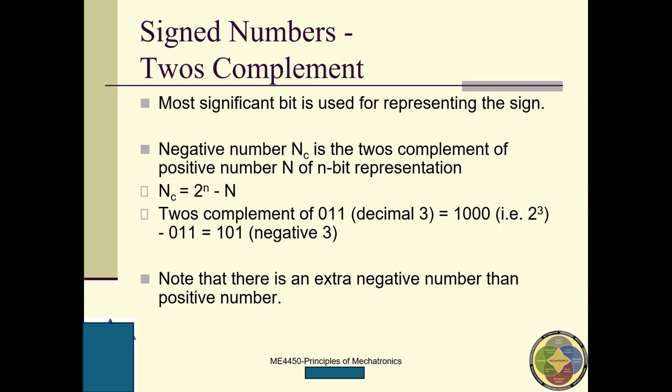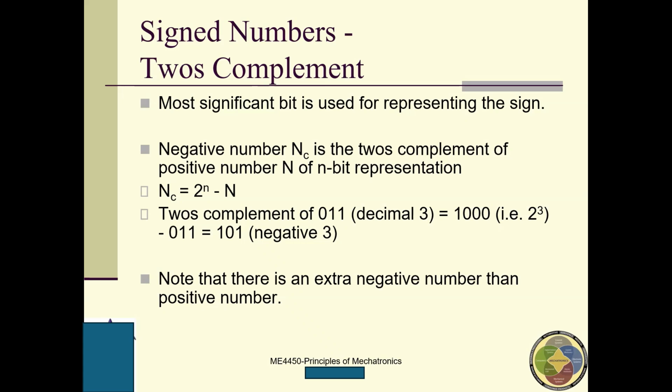The original one is 3, so this is minus 0, 1, 1. See? 1, 0, 0, 0 minus 0, 1, 1. So you get 1, 0, 1. This 1, 0, 1 equals minus 3 in decimal. That sounds right? If you want to do x minus 3, what do you need to do? You need to get minus 3 first. Minus 3 is actually the two's complement of positive 3. And then you take x, whatever number you have, and add them together.